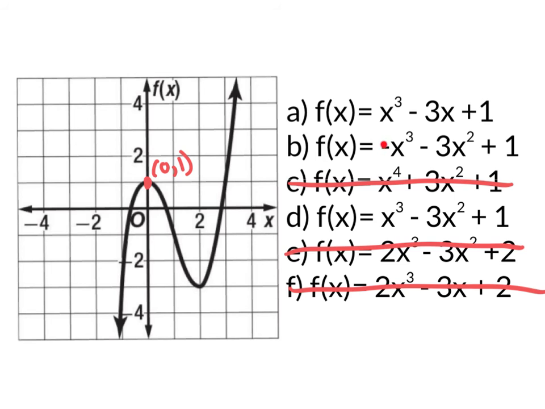We could eliminate the -1 because we know if there were a negative leading coefficient, you'd have end behavior in quadrant 2 and quadrant 4. Same reasoning as before. So it's either A or D. Now we already know that 0, 1 works right here and right there. So let's pick a different point.